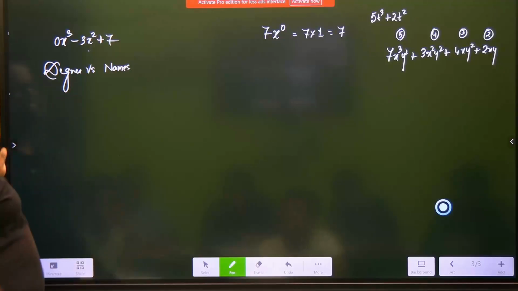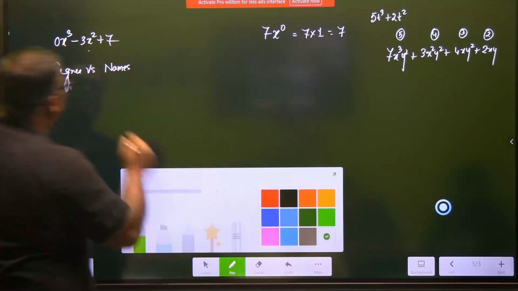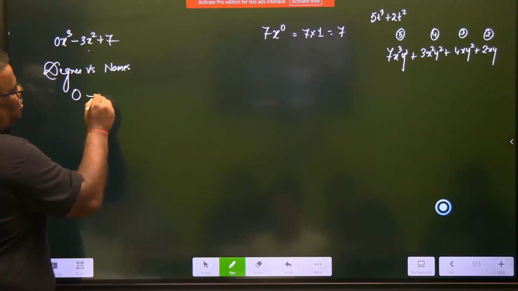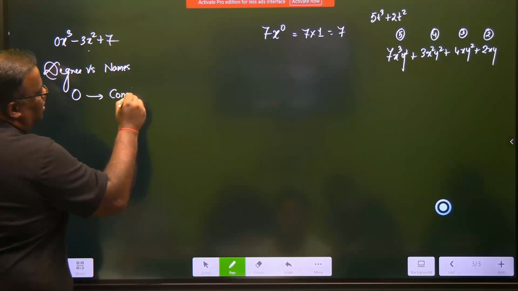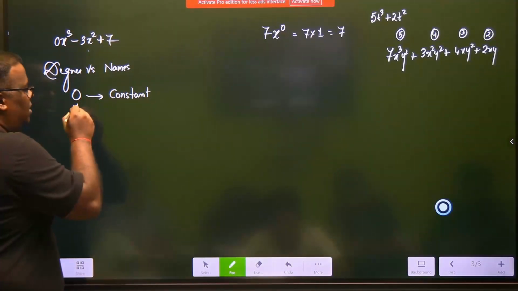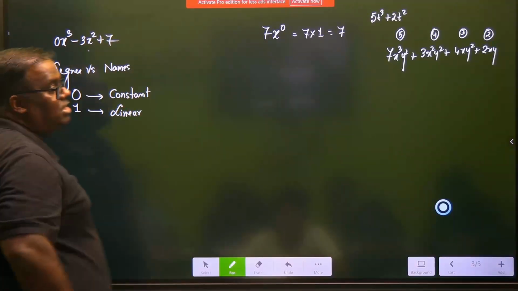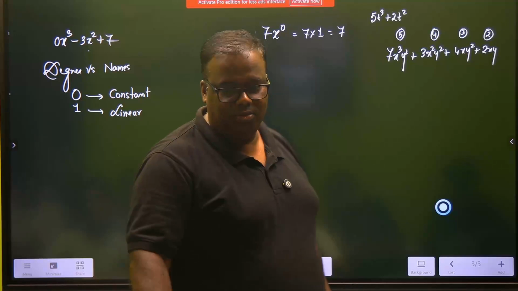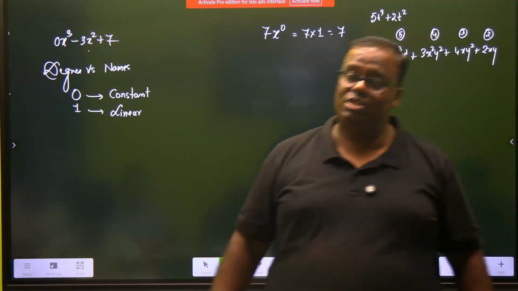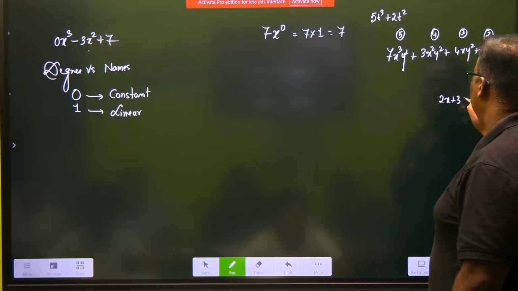If the degree is 0, then the name is called constant. It's a constant algebraic expression if the degree is 0. Understood? If the degree is 1, then it is called linear. Which school has done linear equations? Somebody said we have done linear equations. So if you see your school's linear equation problem, you will always see 2x plus 3 is equal to 5.